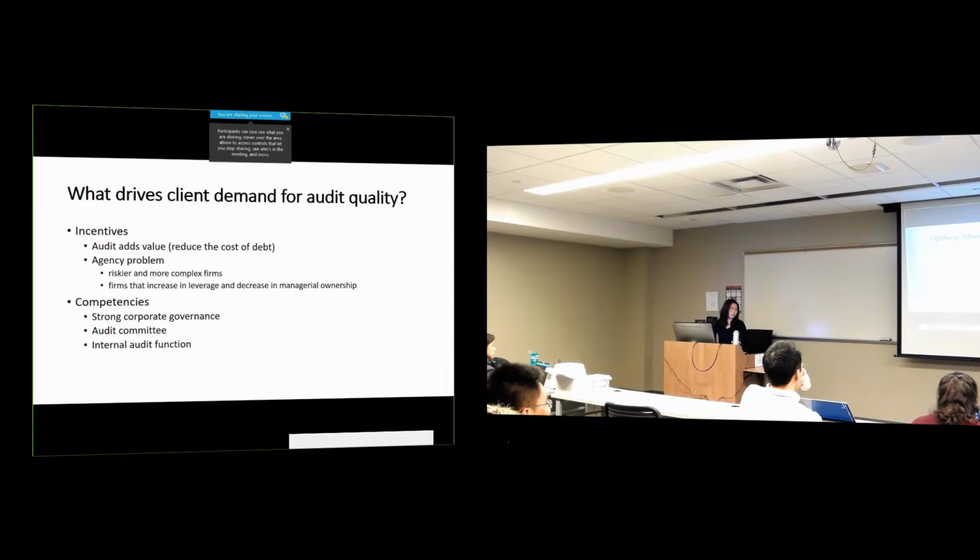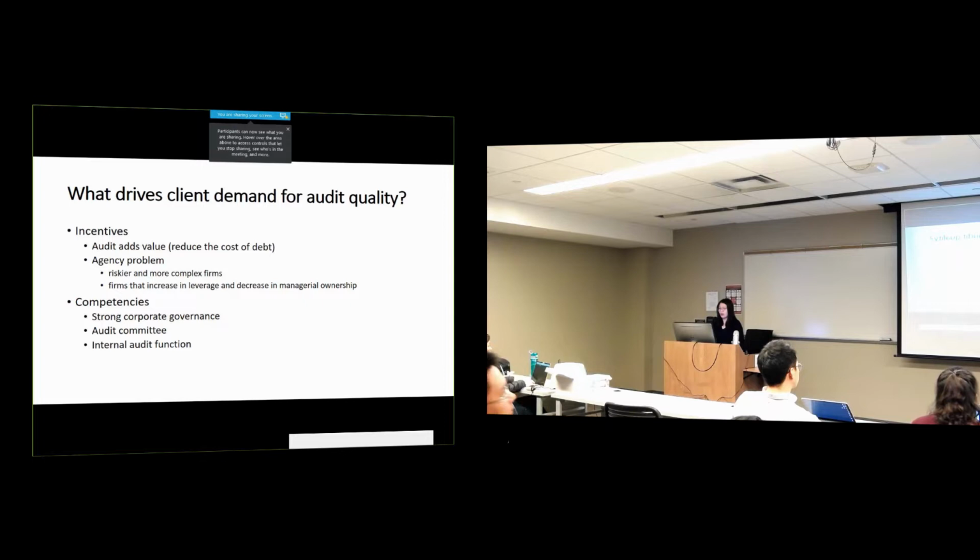The other part is the agency problem. The theoretical papers told us why we need audit: because there is an agency problem. The results on the relation between agency problem and audit quality show that the riskier firm and the more complex firm will demand higher audit quality.